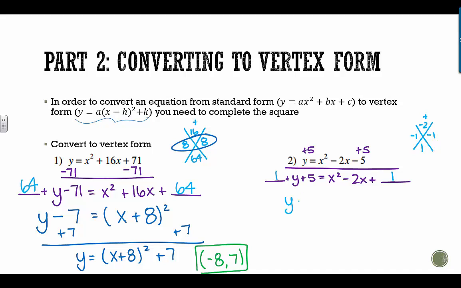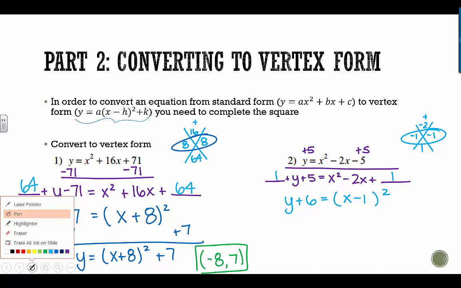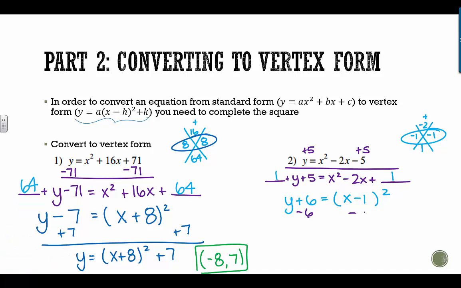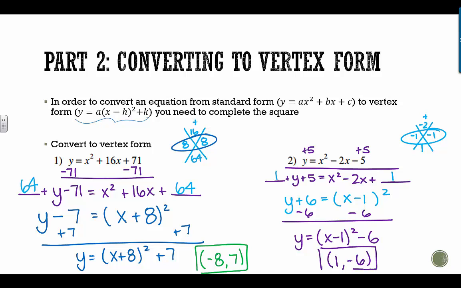So this gives us y plus 6 over here. And remember, this side can be factored. The (x - 1)'s that we found there, and there's 2 of them. And then, in order to make it y equals, all I've got to do is subtract 6 from both sides. So we get y = (x - 1)² - 6. So then from here, our vertex is (1, -6). And we're done.